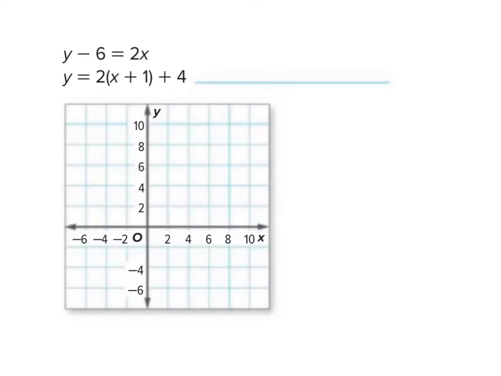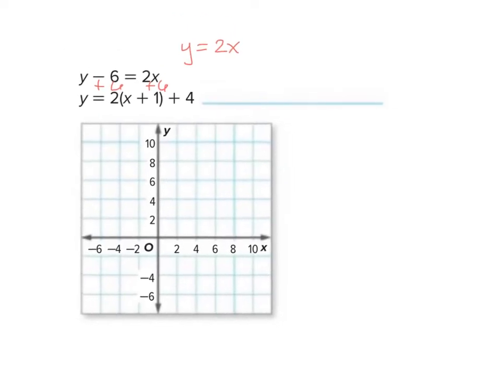Okay, let's try a problem from our guided practice. y minus 6 equals 2x. I can turn this into slope-intercept form by adding 6 to both sides to get y by itself. Okay, so now I'm rewriting it. y equals 2x plus 6.